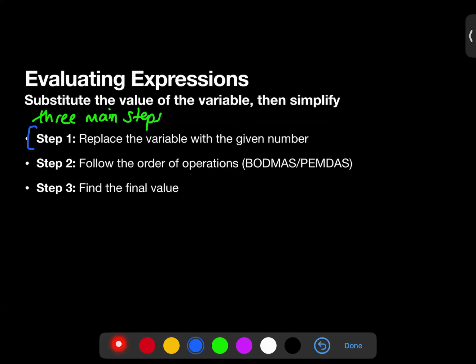The second step is to follow the order of operations as you normally would for any mathematical operations. That would be through these acronyms, BODMAS or PEMDAS, whichever one you've learned in school. And then the last is going to be, of course, finding your final value. So everyone understands the BODMAS PEMDAS order of operations? Everyone understands.